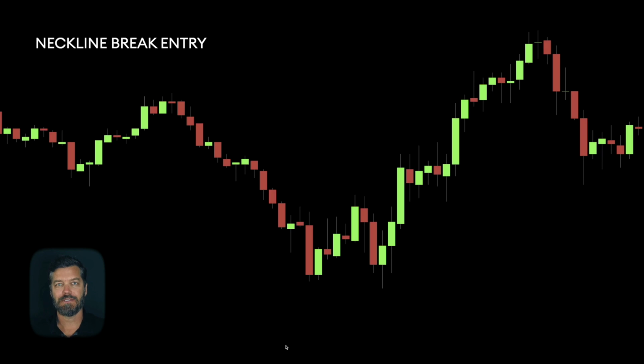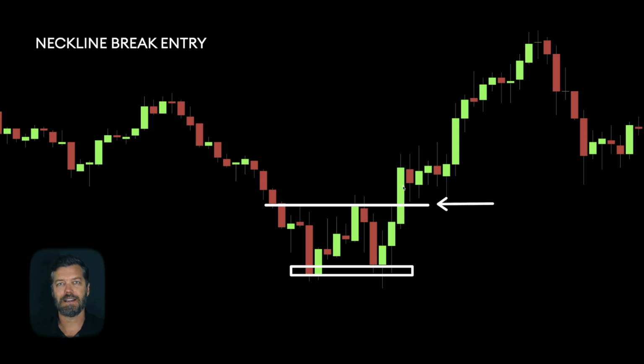Now, flipping this to the double bottom pattern, the neckline forms based on the recent swing high. Once the price breaks above this neckline and makes a higher high, the trend reversal is confirmed, signaling an opportunity to take a long entry. This indicates the market is transitioning from bearish to bullish.